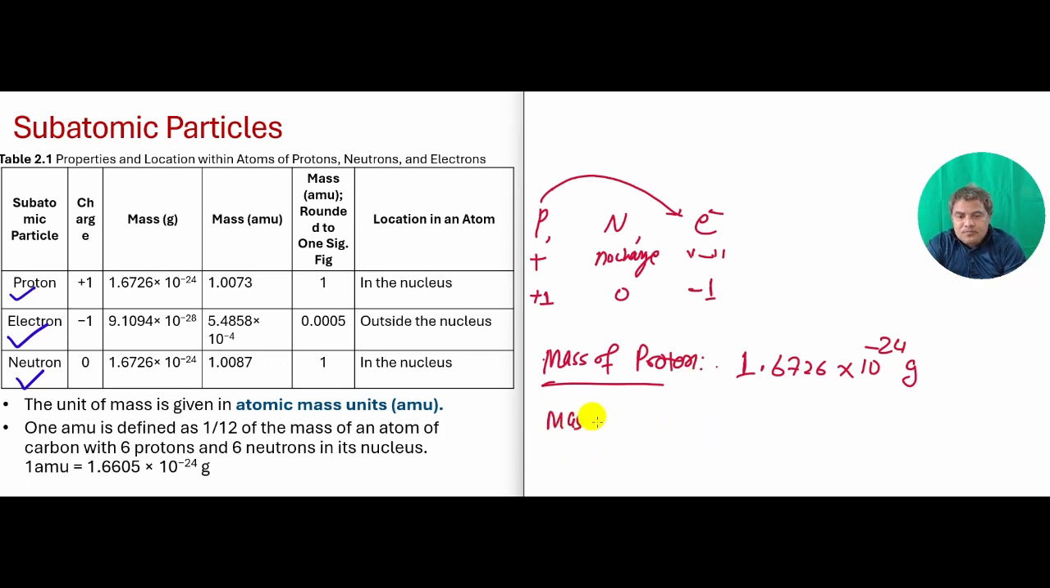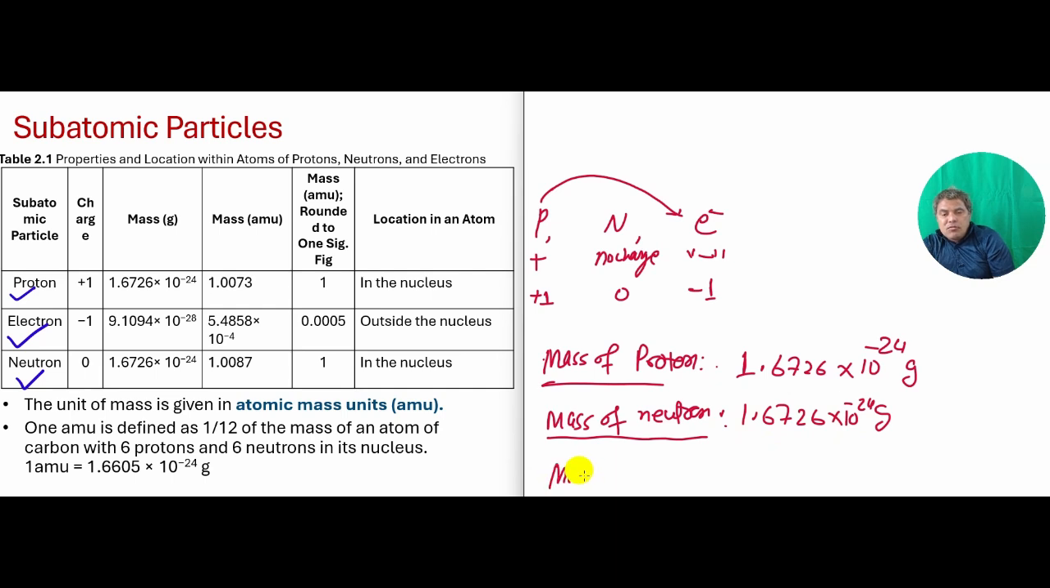Mass of neutron, it is also about the same thing. It's similar, okay. 1.6726 times 10 to the power minus 24 gram.